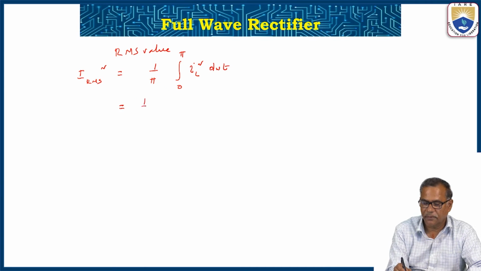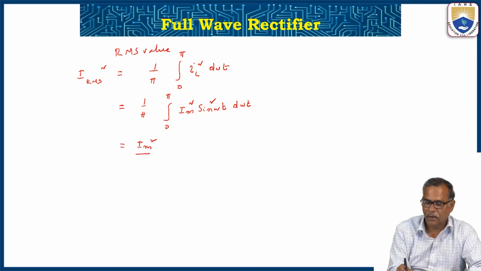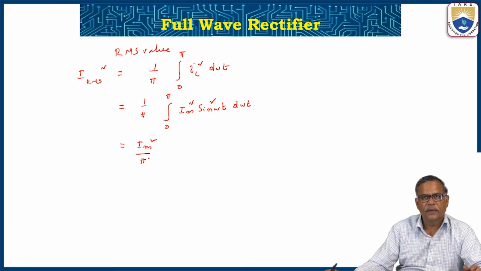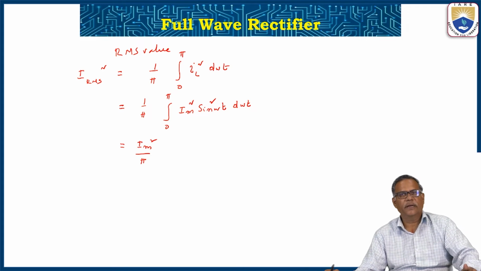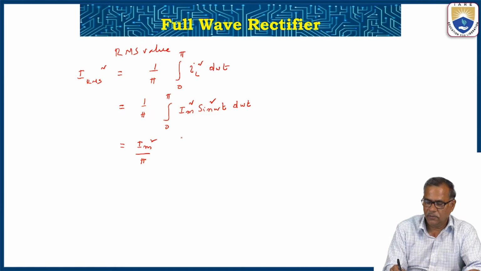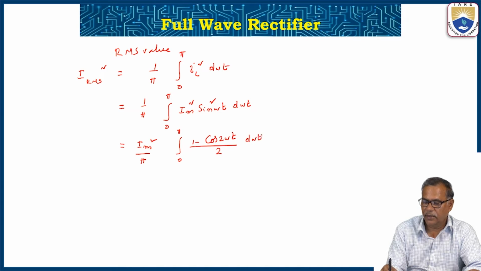So this is equal to 1 by pi, integral 0 to pi, of Im sin omega t whole square d omega t. So this is Im square and sin square. So this is equal to Im square by pi. And what is sin square omega t? It is nothing but 1 minus cos 2 omega t divided by 2. So we have to find out the integral of 1 minus cos 2 omega t divided by 2 d omega t.